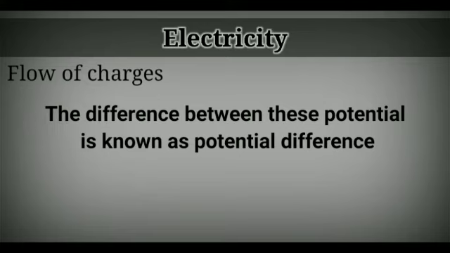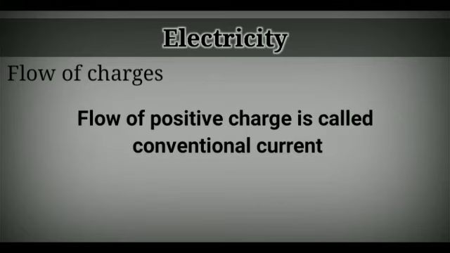Before the discovery of electrons, electric current was thought to be due to the flow of positive charges. But the flow of positive charge is called conventional current.